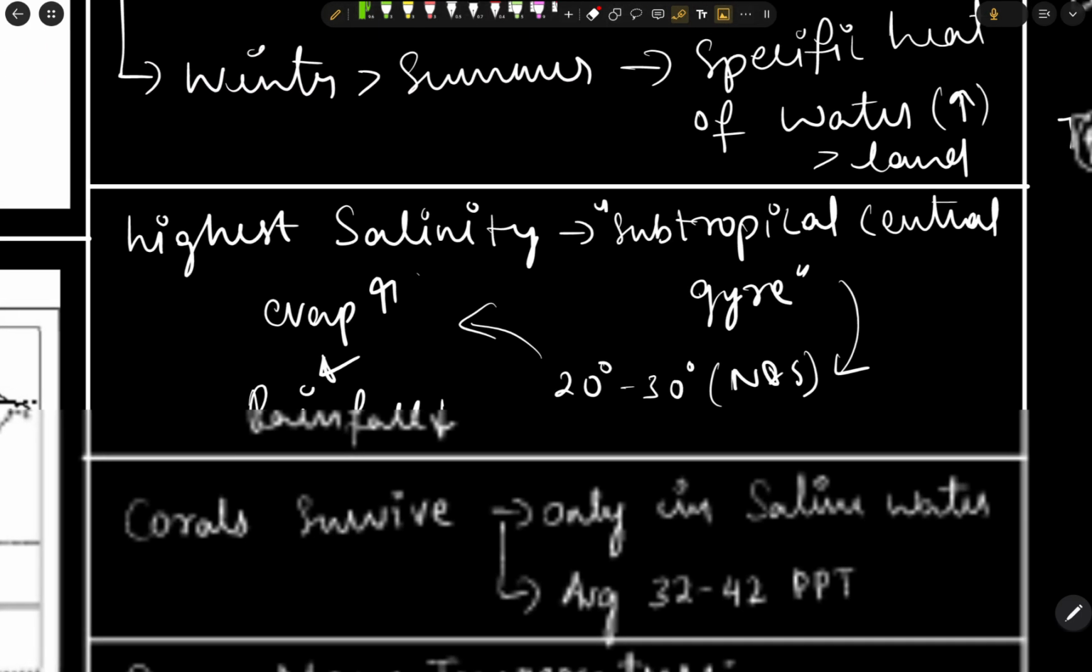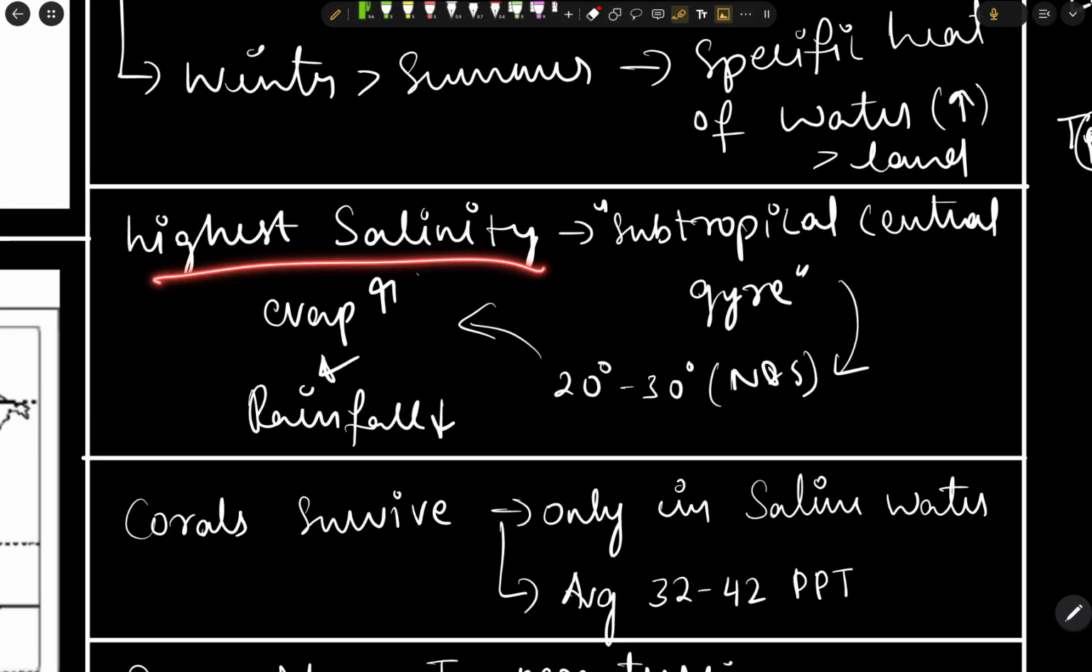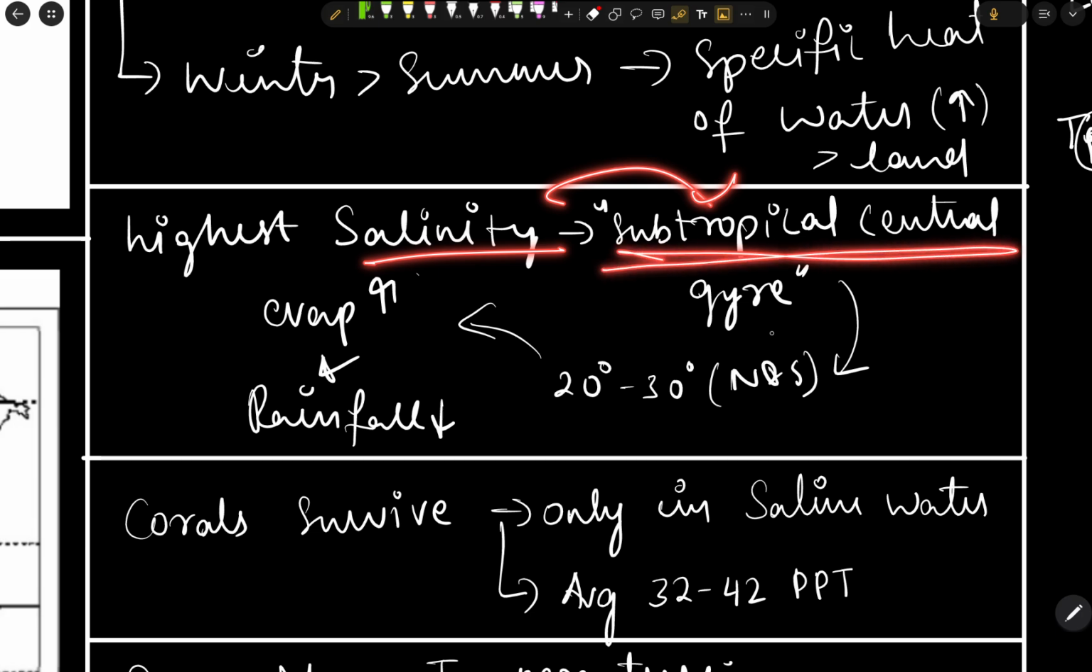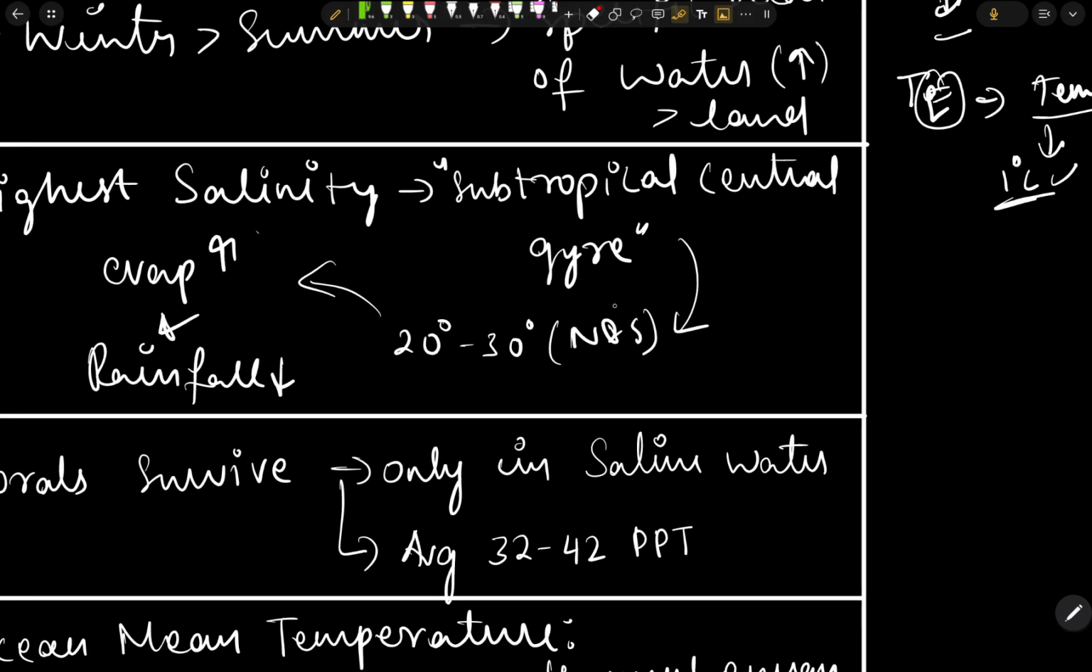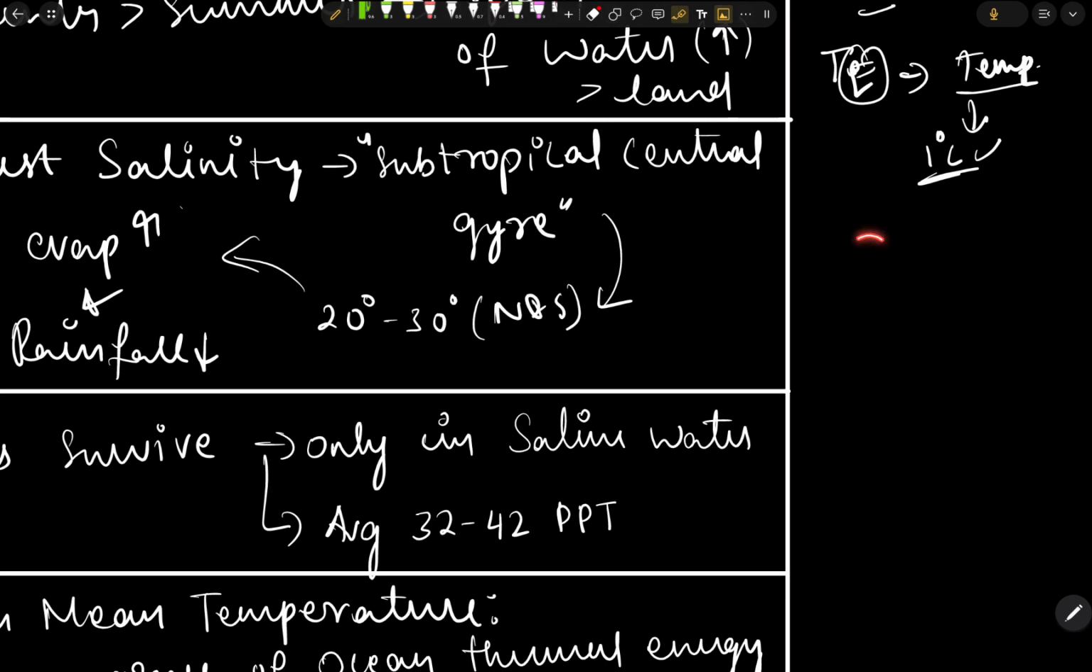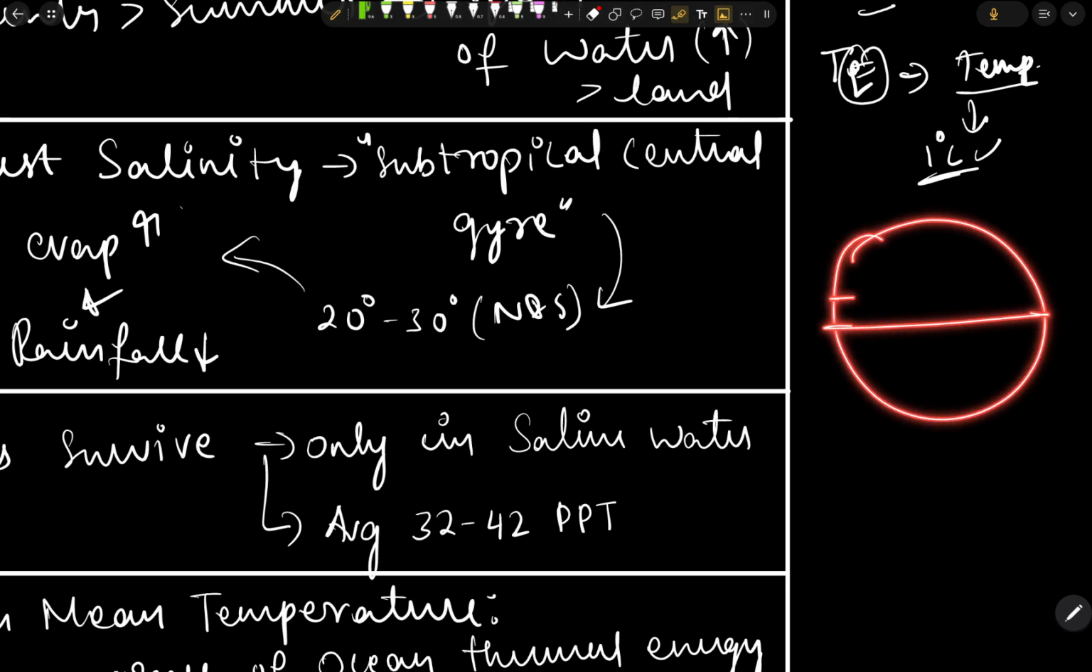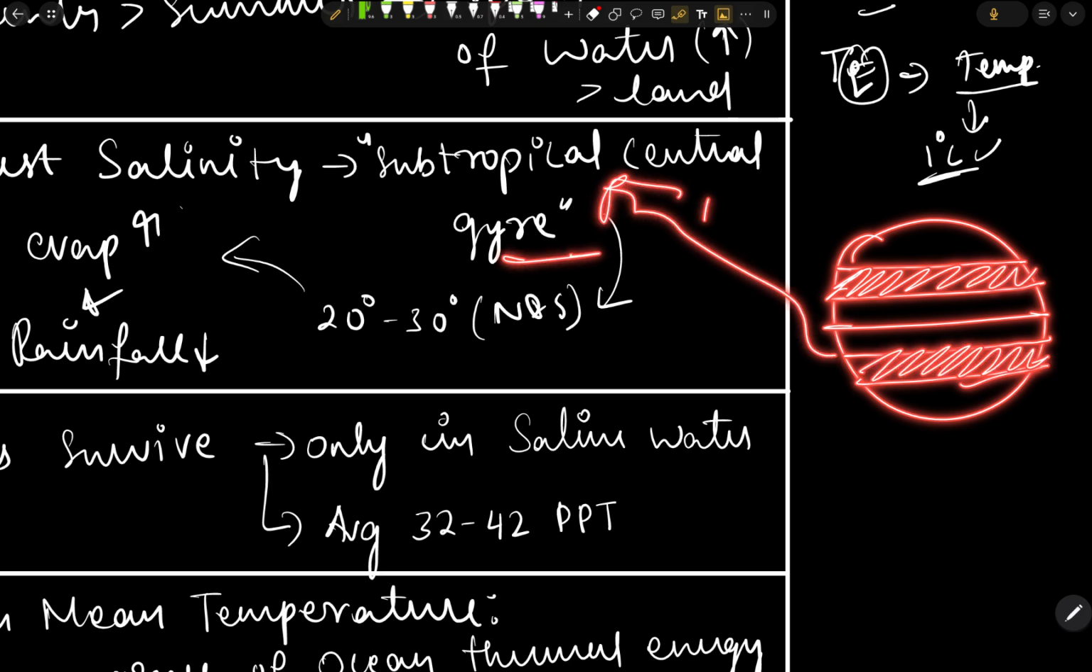Now let's try to understand the highest salinity. Salinity is nothing but the amount of salt content in the water. The highest salinity is in the region of the subtropical central gyre. The subtropical central gyre is between 20 degrees to 30 degrees north and south latitude. Let's see how it looks. So this is the Earth and this is the equator. This is the 20 degrees latitude and this is the 30 degrees latitude, south and north. This is the region that is called the subtropical central gyre.